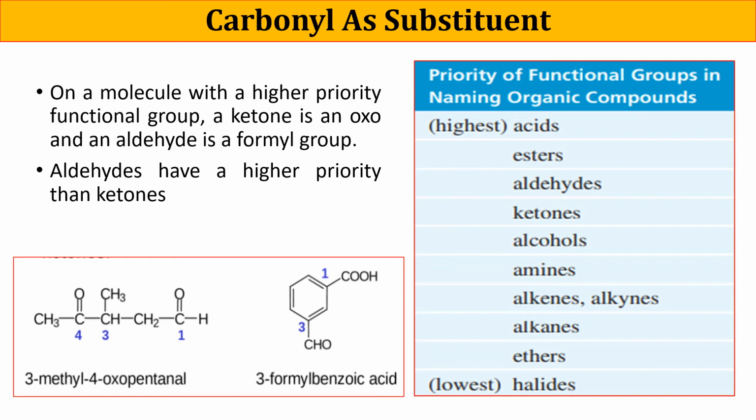Let's look at an example. 3-methyl-4-oxopentanal. The carbonyl groups of an aldehyde and a ketone are both present in one compound. Aldehydes have higher priority than ketones, so the aldehyde carbon is given number 1 and the ketone carbon is given 4. There is a methyl group substituent on carbon number 3. So the compound name is 3-methyl-4-oxopentanal.